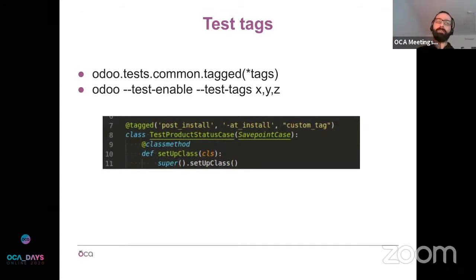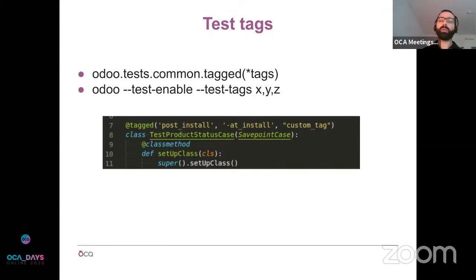You get a decorator. You can only decorate classes and not methods. And then you can define which tags are applied to that test class. And later on, when you run the test, you can select with the flag --test-tags which tags you want to run. Two specific tags, post_install and at_install, are generated automatically. They control when the tests are run.